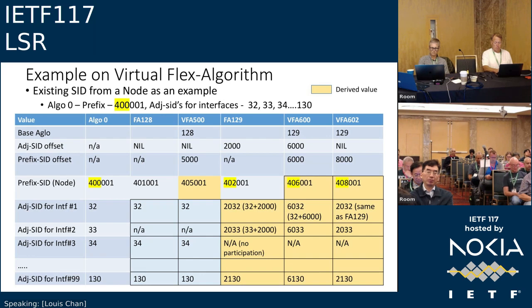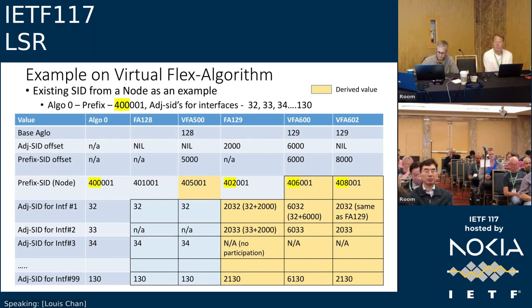But 129, last time we have seen, we advertise the adjacency offset. In this case, all the adjacencies are calculated as the offset plus the algo zero numbers. So last time we discussed this one. And for the VFA 600, I think it's the same. Last time we discussed, both offsets being advertised are based on 129, and then it will deduct all the rest here, in the yellow column. And the last column is VFA 602. We only advertise the prefix offset, but we didn't advertise the adjacency offset.